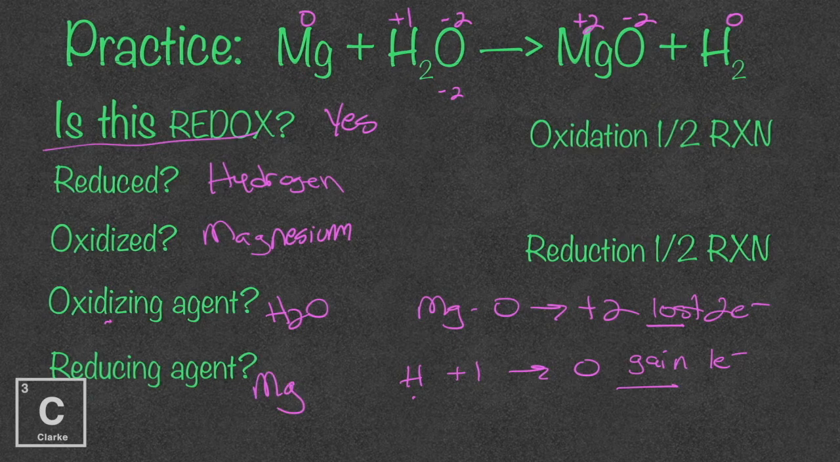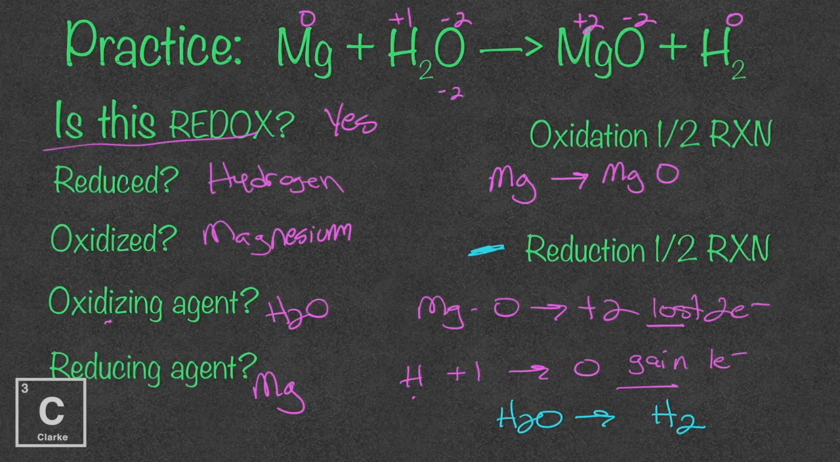Okay, so now let's do those half reactions. The oxidation is of magnesium, and then the reduction is hydrogen. Let me change color of pen so you can see where I'm doing, since I've already used that space. So the reduction half reaction is going to be what's with hydrogen. So we've got water, and then we broke that down into hydrogen. Not so much, right? It looks like a lot, but it's not.